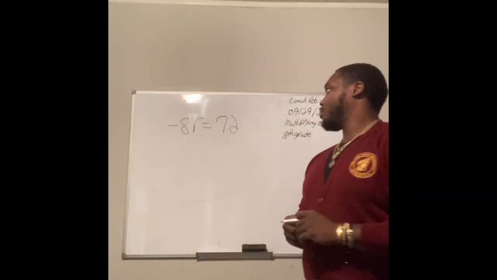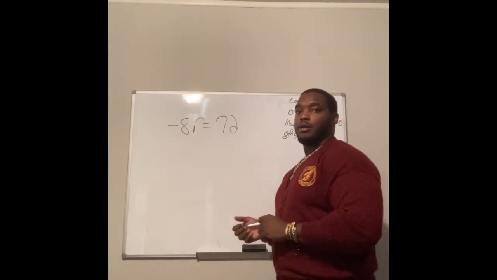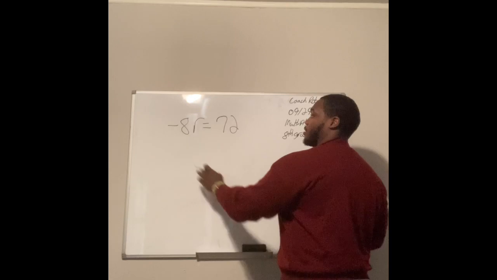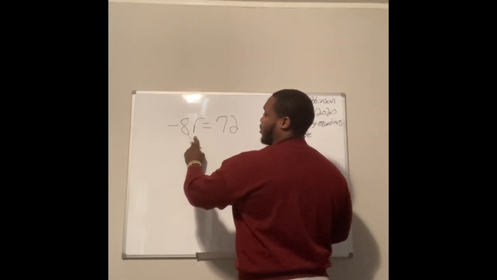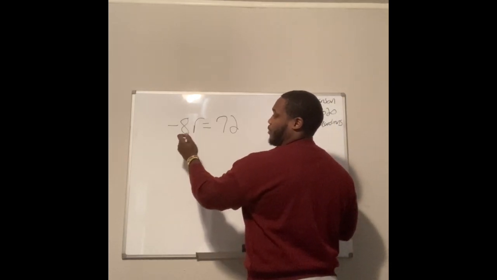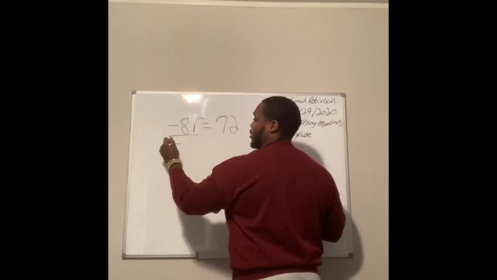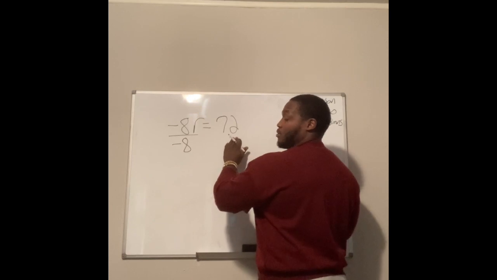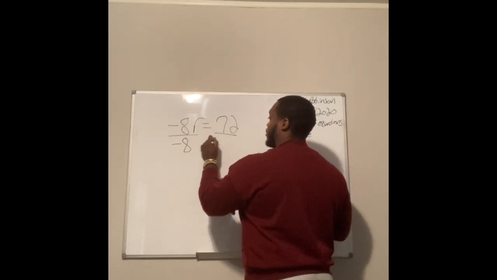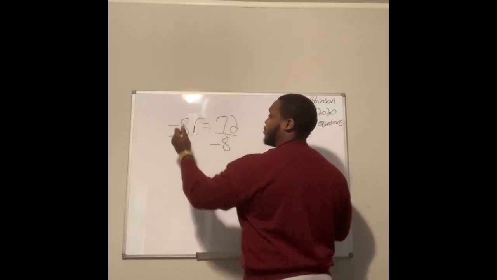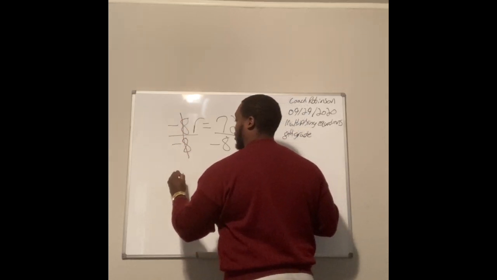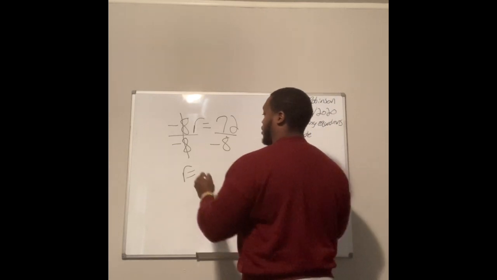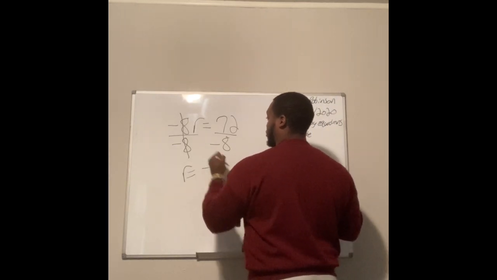For this last example, let's do negative 8r equals 72. Okay, we know this is a coefficient and a variable. In order for me to isolate the variable, I have to divide by the coefficient, which is negative 8. Whatever I divide on one side of the equal sign, you have to do to the other side as well, negative 8 over here. So these two negative 8s will cancel. r equals 72 divided by negative 8, which is negative 9.